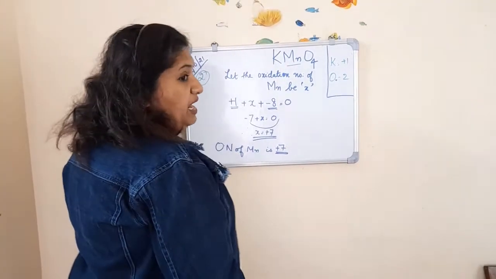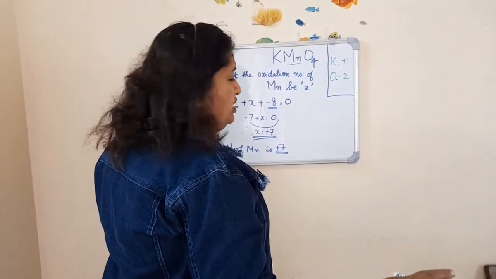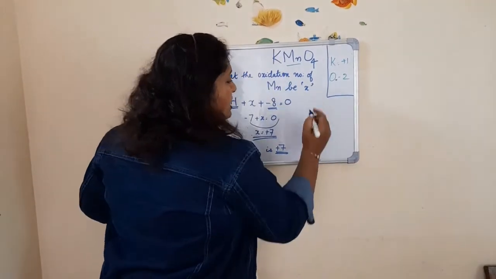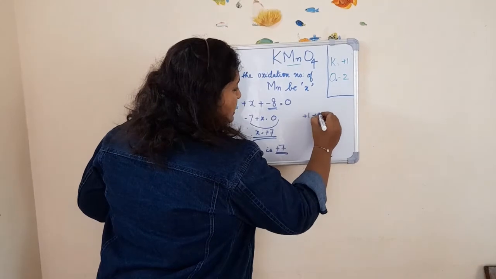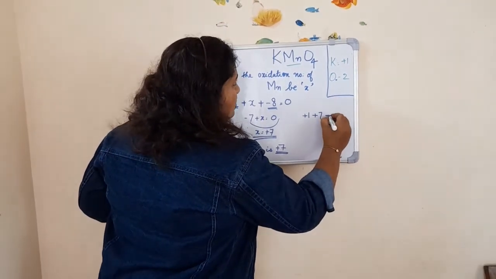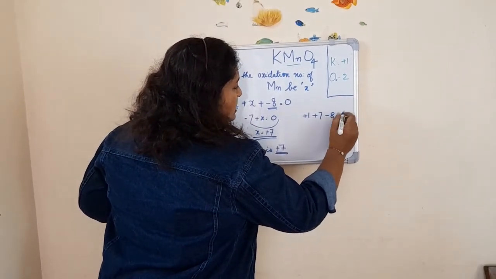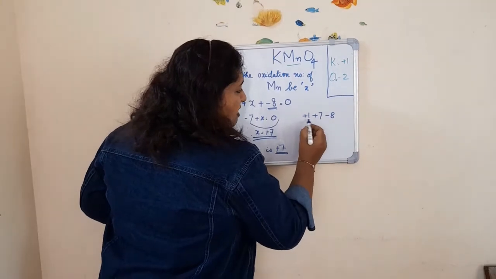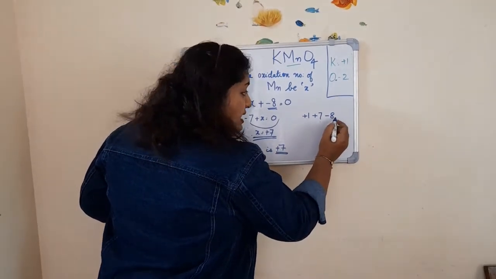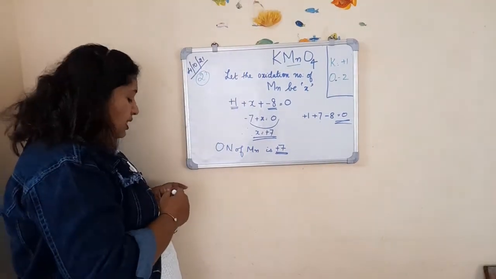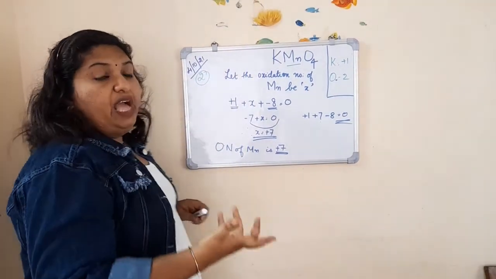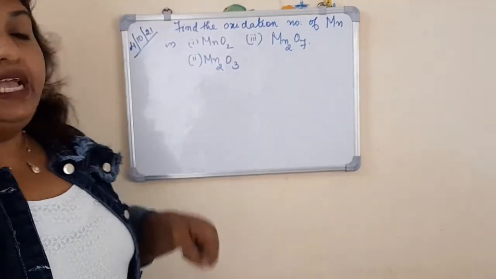Now, there is one more part. We have to check whether what we have found out is right. So I am writing the oxidation number of potassium plus 1, manganese plus 7 and oxygen minus 8. Now 7 plus 1, 8. 8 minus 8, 0 is correct. So this is the way we can check whether the oxidation number we have found out is right or not. There are a few more examples here.